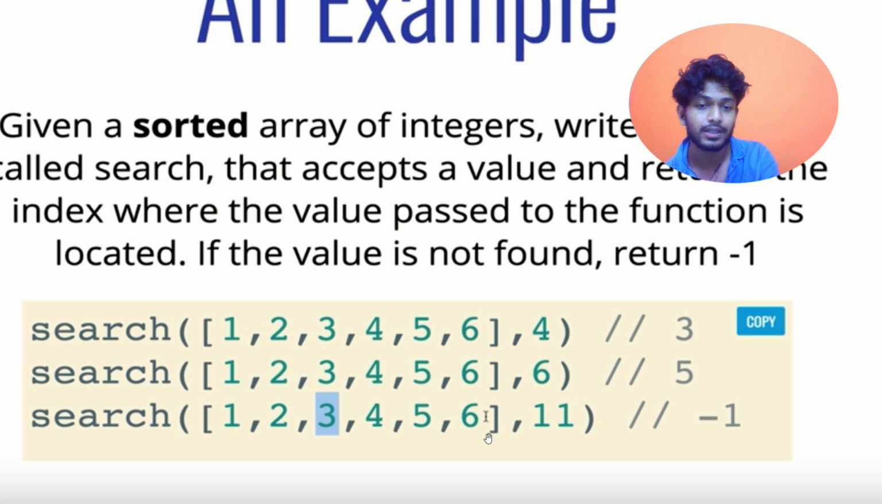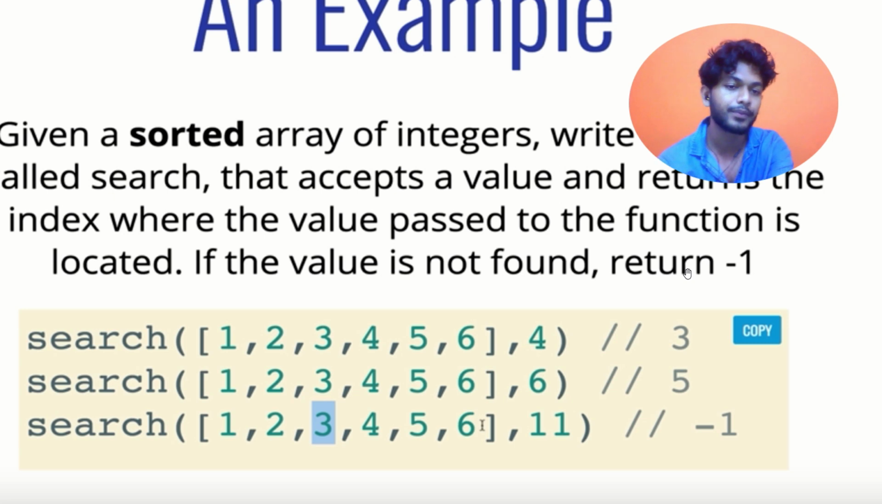Similarly, -1. Why -1 here? -1, as you know, is a default output. What if an element has an array index of -1? It's not possible. Arrays are 0 based index, so it cannot go below 0. You know what I'm saying, right?